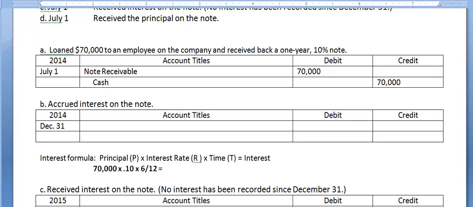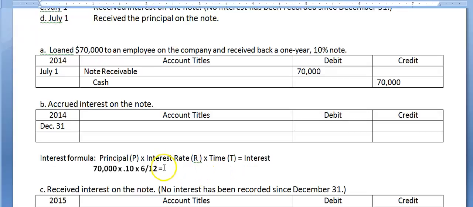The reason why we do this is that this interest rate of 10% reflects an annual rate. If we just multiply 70,000 times 10% and get 7,000, that would be interest for an entire year. We only want to record interest for 6 months, half a year. So we multiply by 6/12. If we wanted to calculate interest for 3 months, we'd multiply by 3/12. For 1 month, we'd multiply by 1/12. So we always have to multiply by a time factor.